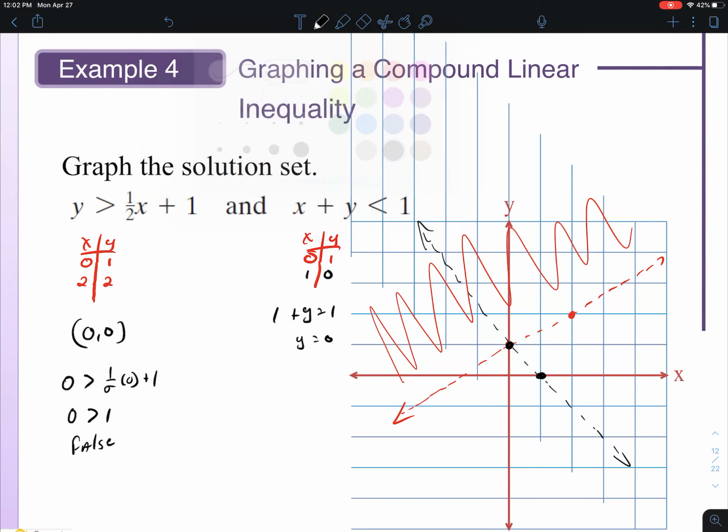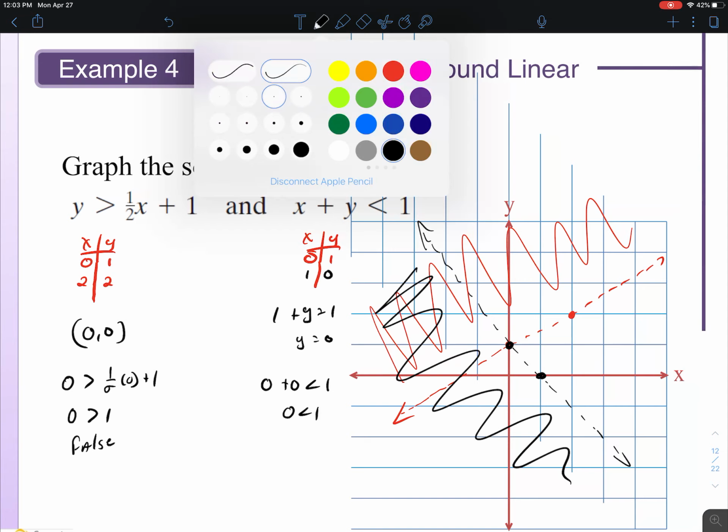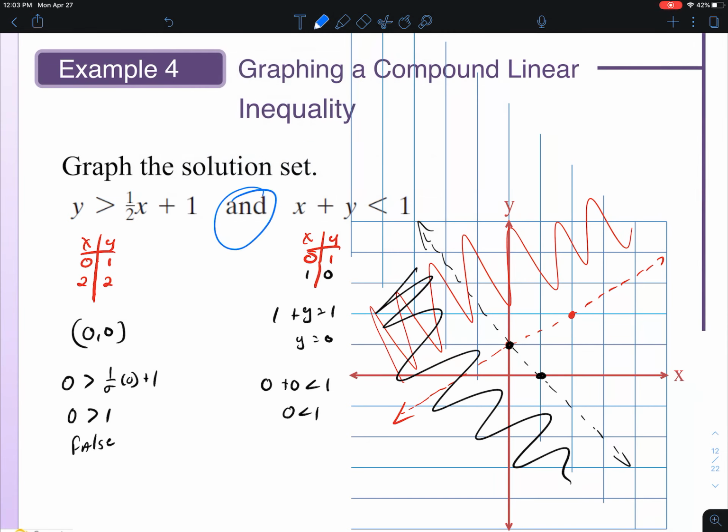Now, if I do it for the next one, 0 plus 0 is less than 1. 0 is less than 1. Then I am going to shade where the region includes 0, 0, which will be below the black line. Now, the issue with this is the following. We're looking for and. That means that they have to have something in common. And so the region that they have in common is below the second equation, but above the first one. And so this is actually your answer. That's the part that's going to answer the question, because it has to have both of them. They have to have it in common.